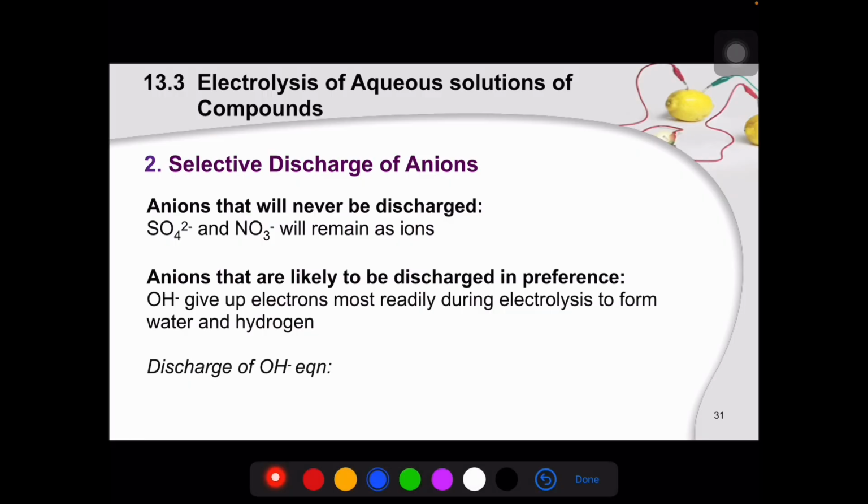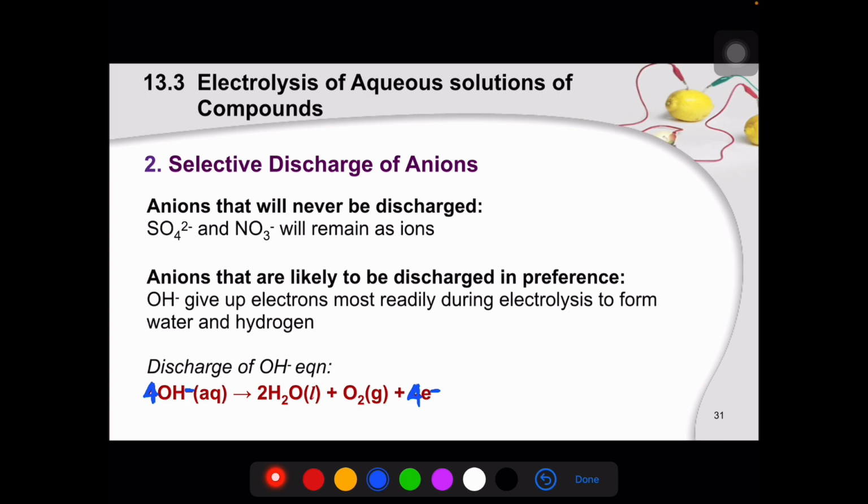In terms of the discharge, the hydroxide anions will look like this, whereby they form water and oxygen. And in the process, there's a loss of 4 electrons. In case you're not too sure why 4 electrons, over here it is 4 of the OH minus. So 4 minus on the left-hand side must also be matched by 4 electrons, which shows that the charge is balanced on both sides.